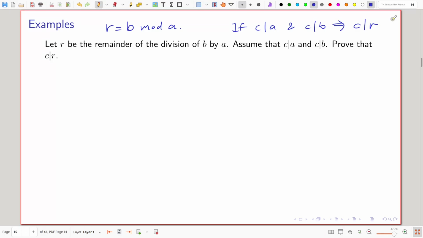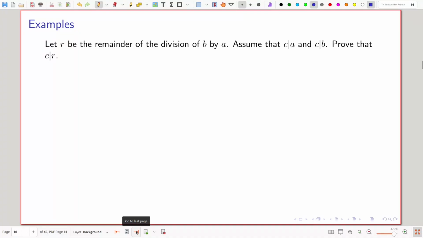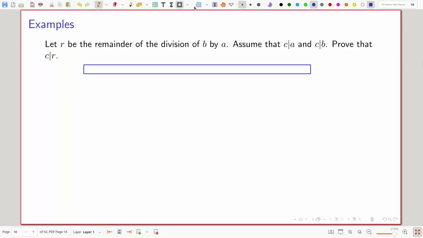So let me draw you a picture first before you try to prove it. The picture looks like this. This is a, this is b. And what is a? Let's pretend that we are in kindergarten. So this is a.